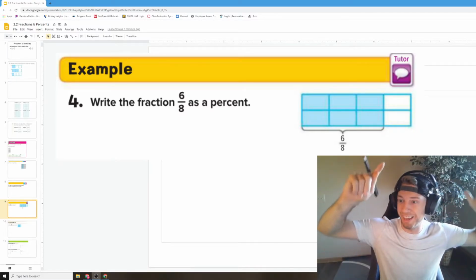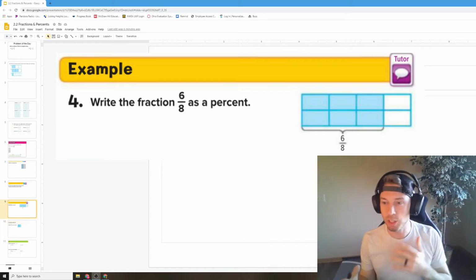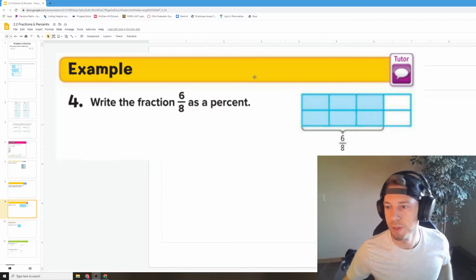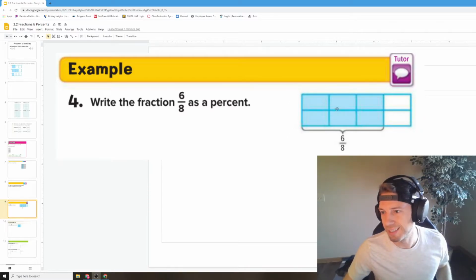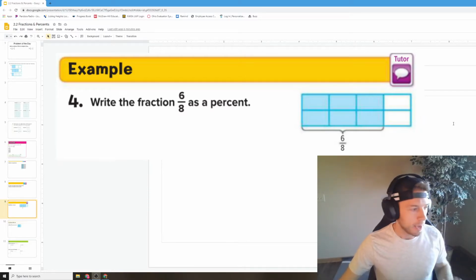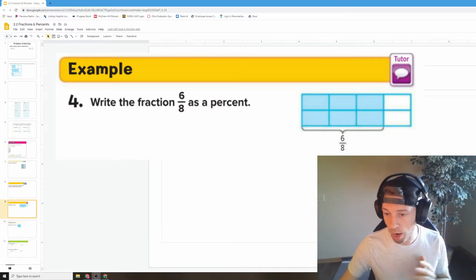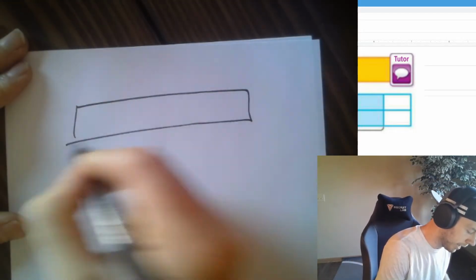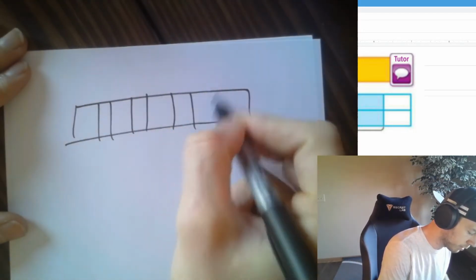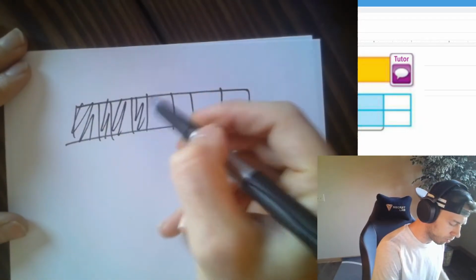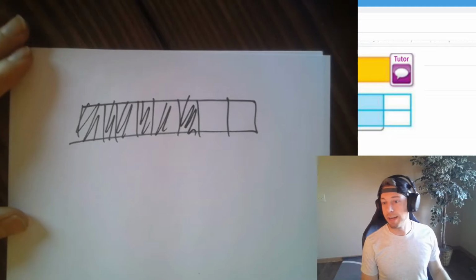Anyway, we're going to turn this fraction into a percent. As you can see, the way they show it on the screen is that they filled 6 out of 8 of these boxes. If you think of this stuff as a progress bar, you can even write it out yourself: if I cut this into 8 pieces across here, then 6 out of 8 of those boxes are filled in.